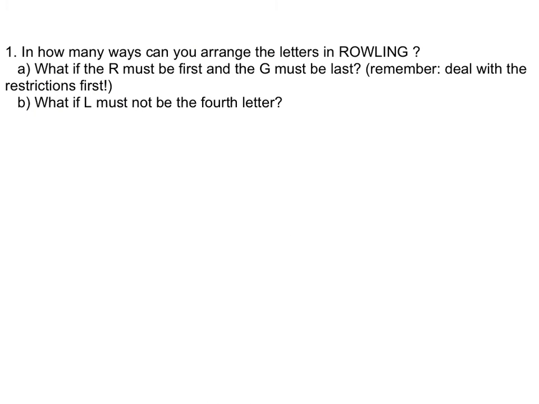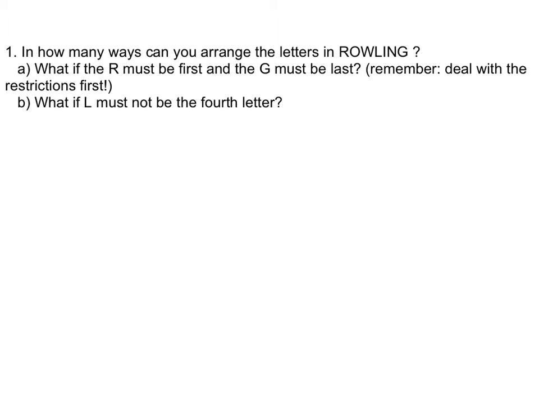Question 1. In how many ways can you arrange the letters in rolling? So far it seems relatively simple because there are 7 letters and that should just be 7 factorial. However, we have some restrictions. Part A, what if the R must be first and the G must be last?